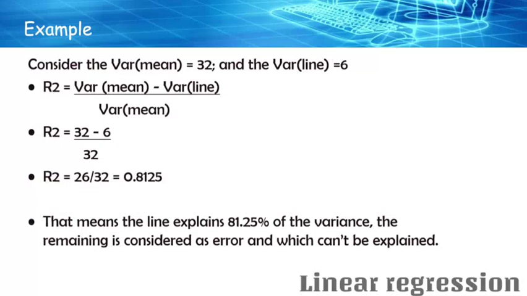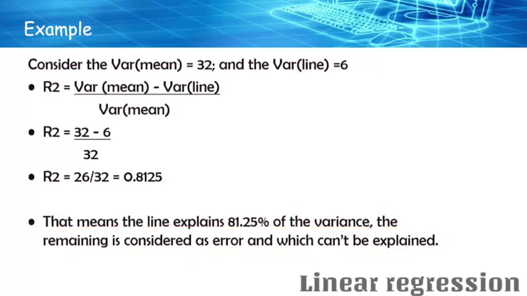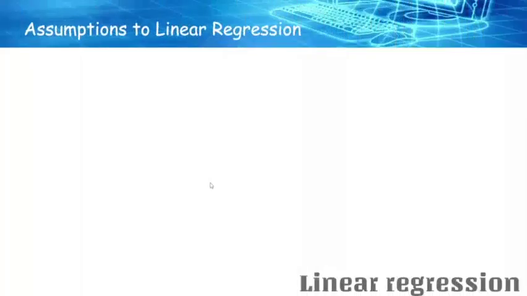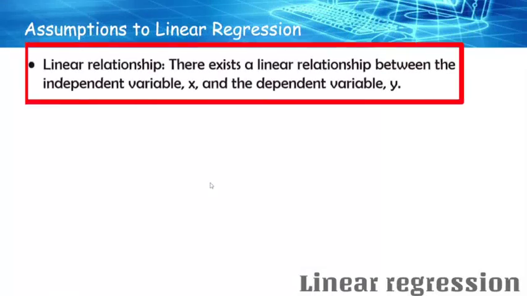So the remaining is considered to be error, which cannot be explained. Basically it is the deviation, how much is the variation with respect to the line. So this is the accuracy score that we can get. We have a few assumptions for linear regression. The first one is a linear relationship.